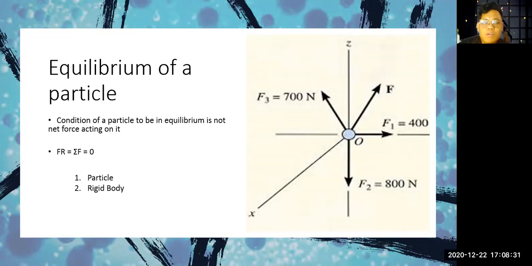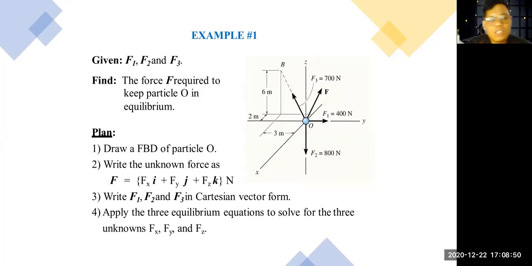Next, equilibrium of a particle. The condition for a particle to be in equilibrium is no net force acting on it. This means F resultant equals the summation of F equals 0. So in this, we're going to focus on particle and rigid body. So this example.